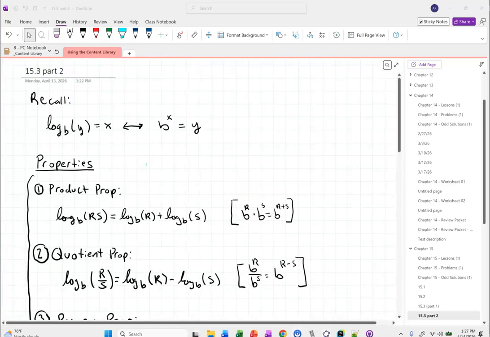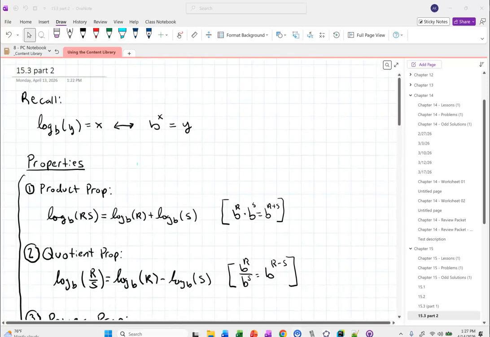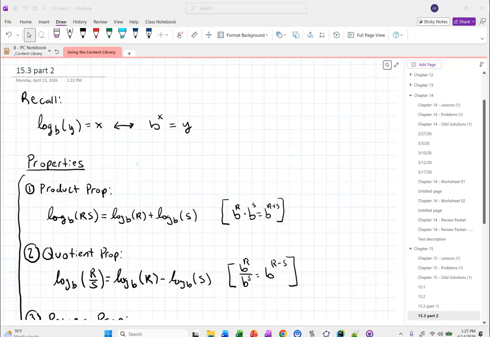So in section 15.3, we've been talking about logarithms. We had started by defining what a logarithm is, and it's basically the answer to an exponential equation, right? So, what is the exponent, or what is the power of 2?